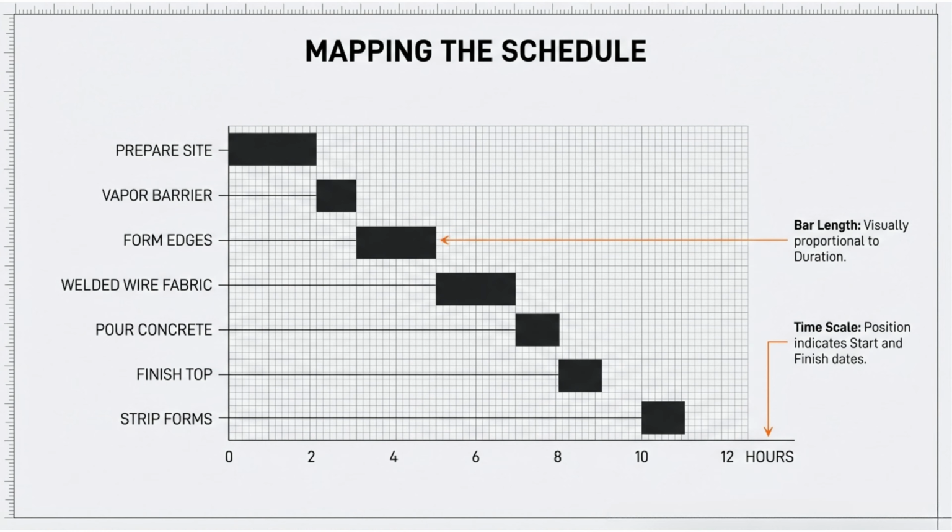Notice also the sequencing logic here. Each activity starts after the previous one, creating a staircase pattern. Site preparation comes first, vapor barrier second, and so on. This sequential flow makes intuitive sense because you physically cannot pour concrete before you've laid the wire fabric. The chart shows this naturally, even though it doesn't explicitly state the dependency. This, incidentally, is both the chart's greatest strength and, as we'll see later, one of its limitations. But we'll get to that.